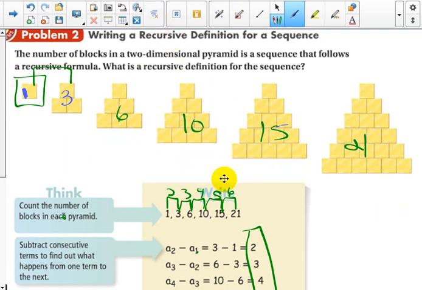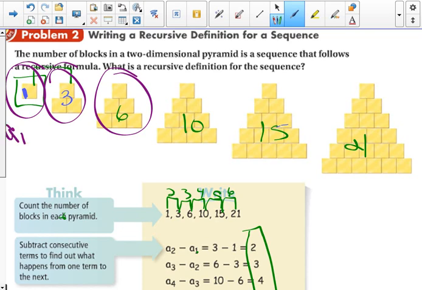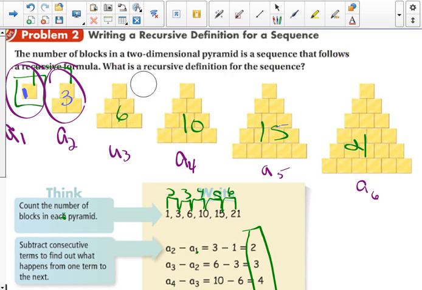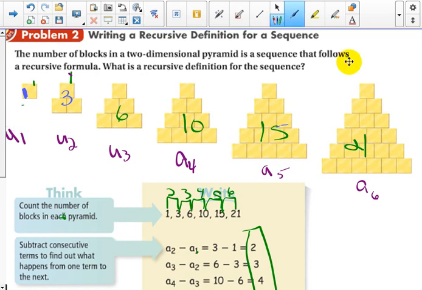Now, when you look at these bricks, we've got a 1, a 3, and I've already counted them for you. So a sub 1 is 1, a sub 2 is equal to 3, a sub 3 is equal to 6, the fourth element is 10, the fifth element is 15, and the sixth element is 21. Remember, recursion is about looking at the current definition and deciding how that relates to the previous definition. Okay, so this is how we do it.